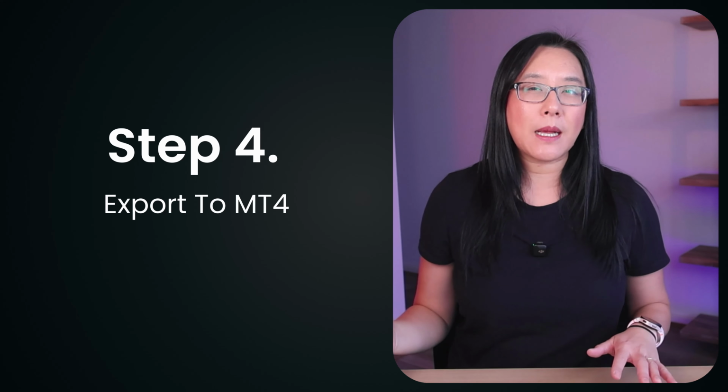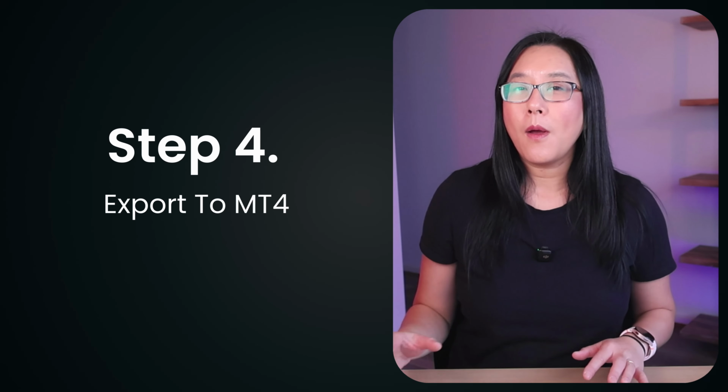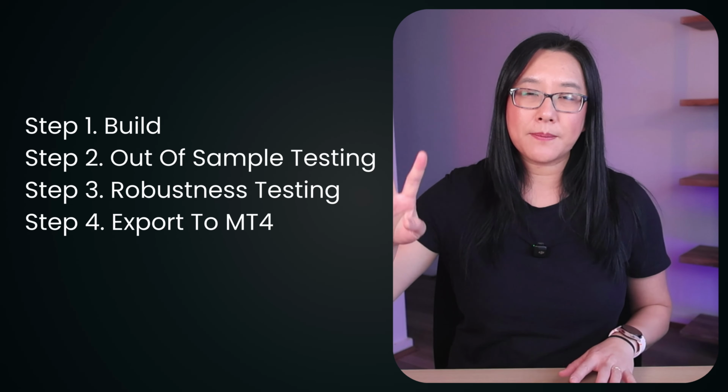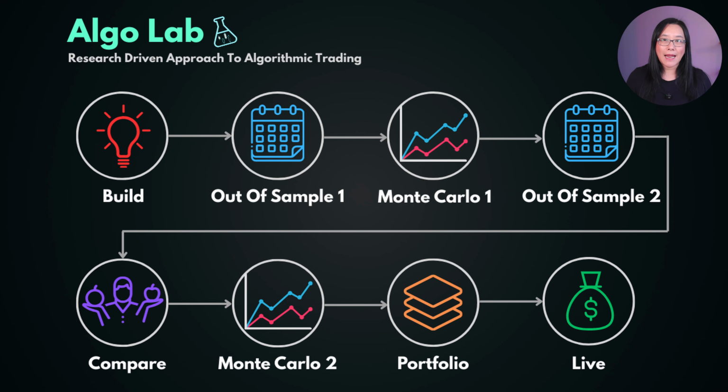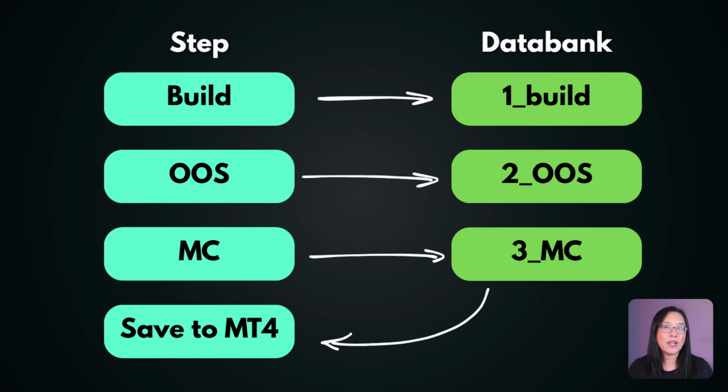And then for step 4, I want it to be able to turn the strategy into an expert advisor for the MetaTrader platform for demo testing. That's our workflow, 4 simple steps. Now, the full Algo Lab process includes 8 steps, but I've simplified it for this video to keep things easy, and everything you'll see can be done with just a few clicks and no coding required.